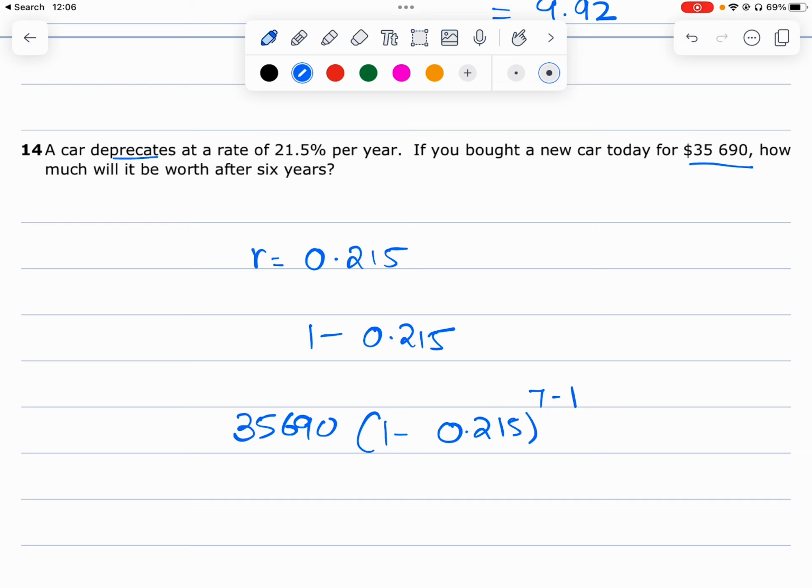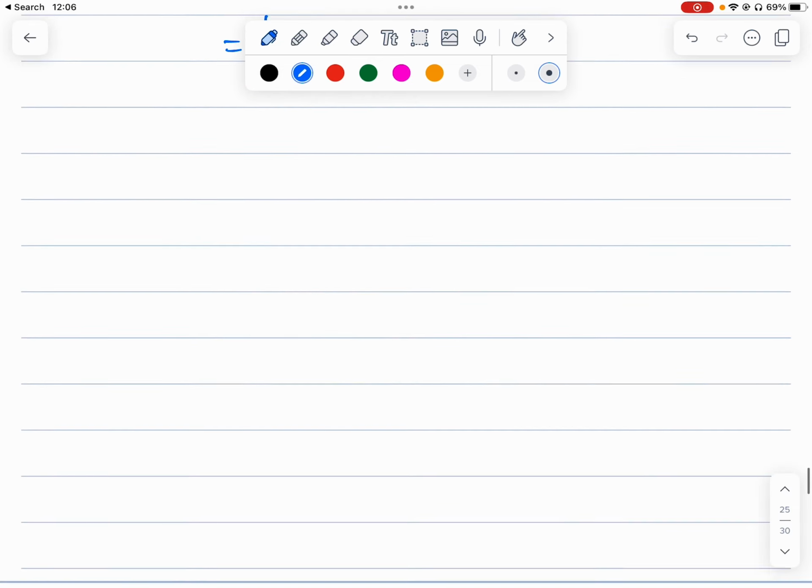1 extra, you should be taking it out. Simplify that, $8,351.50 will be the answer. After 6 years means I will be taking the 7th year. So what is the cost on the 7th year, which is after 6 years?